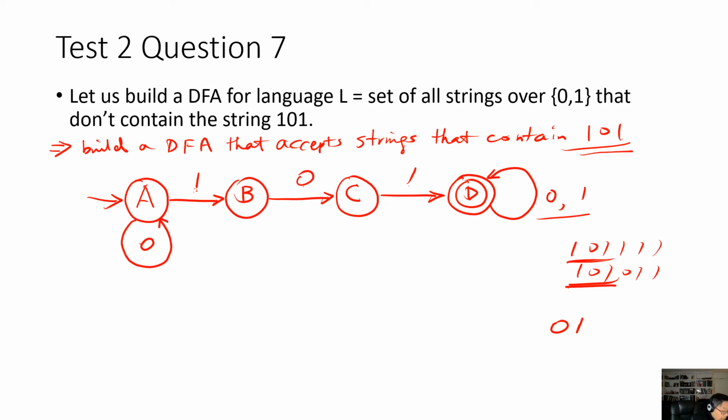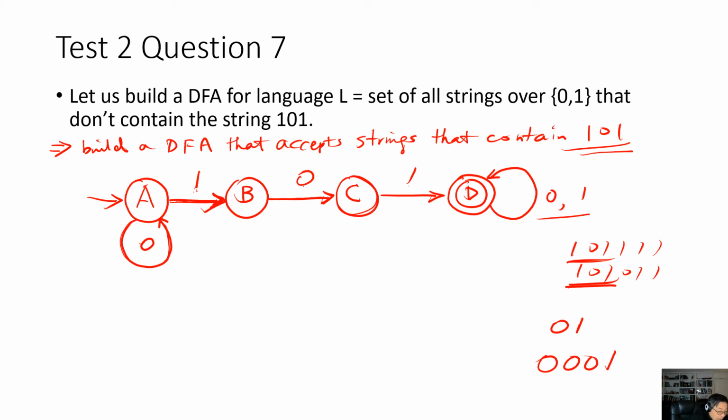We just make sure that it stays in A until the next one is 1. For example, if the string is 0, 0, 0, then we stay in state A. If it's 0, stay in A, 0 stay in A, so we always stay in A until there's an input value 1. Then we move to state B. So if the next input is 0, that's good. So we go to state C, which is one step closer to the accepting state.